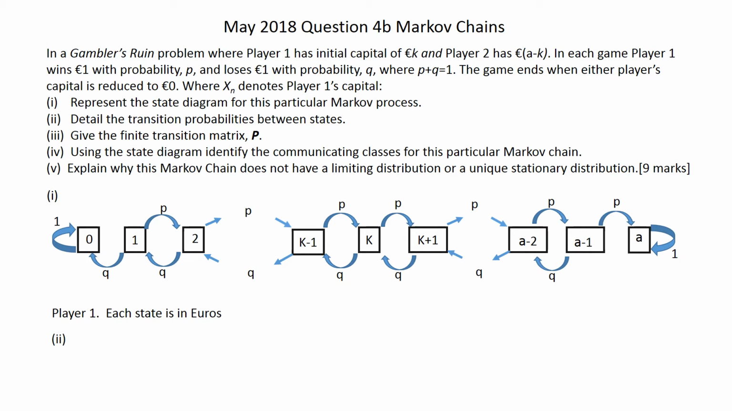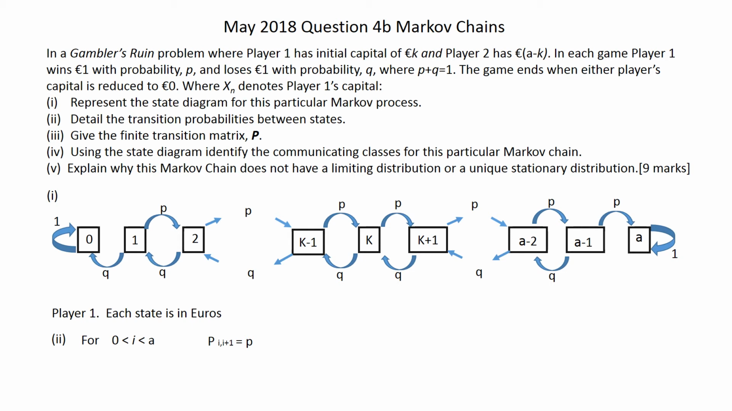These transition probabilities are given by: player 1 wins €1 with a probability of P, and player 1 loses €1 with a probability of Q. So let I be the state, the number of euros the player has, and it's between 0 and A, i.e. it does not include 0 and it does not include A. I includes from 1 up to A minus 1 in the state diagram.